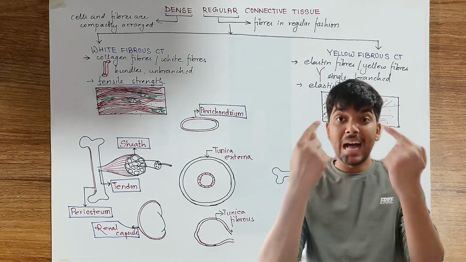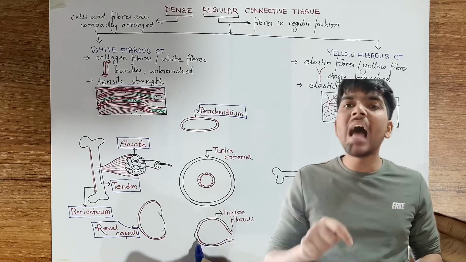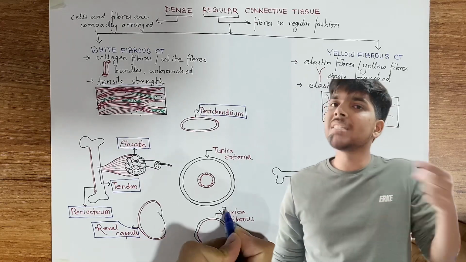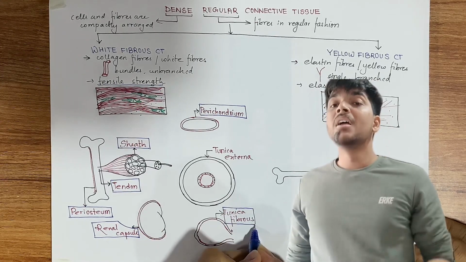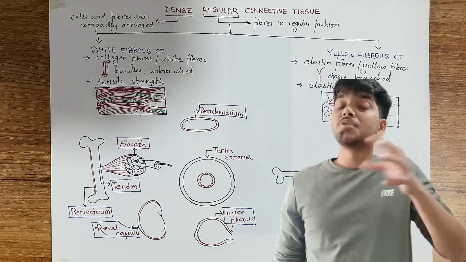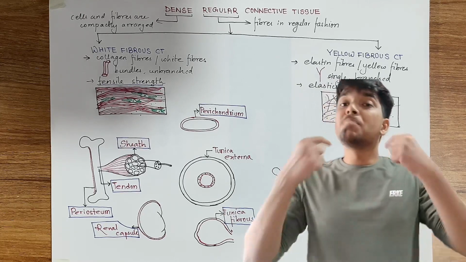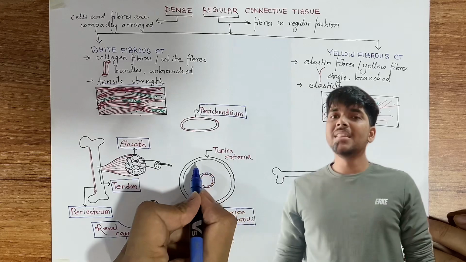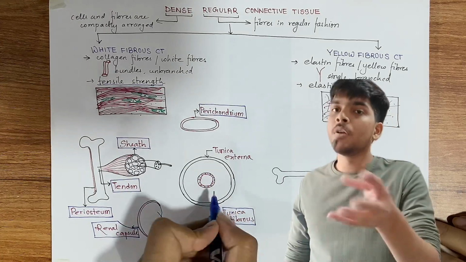Your eye, the outermost layer of the eye is tunica fibrosa. Tunica means layer, fibrosa refers to fiber. So the outermost fiber layer, which is also made up of white fibrous connective tissue. The blood vessels found in your body, they are made up of three layers if they are vein or artery.